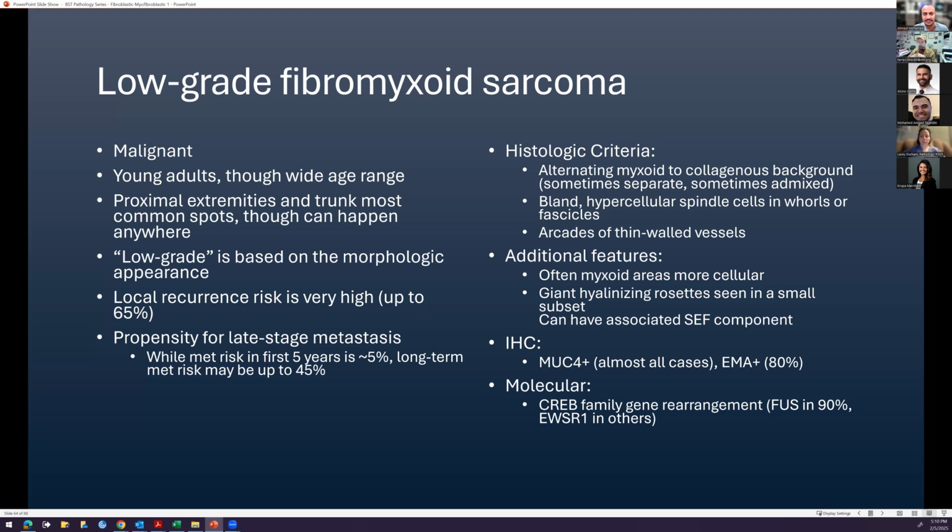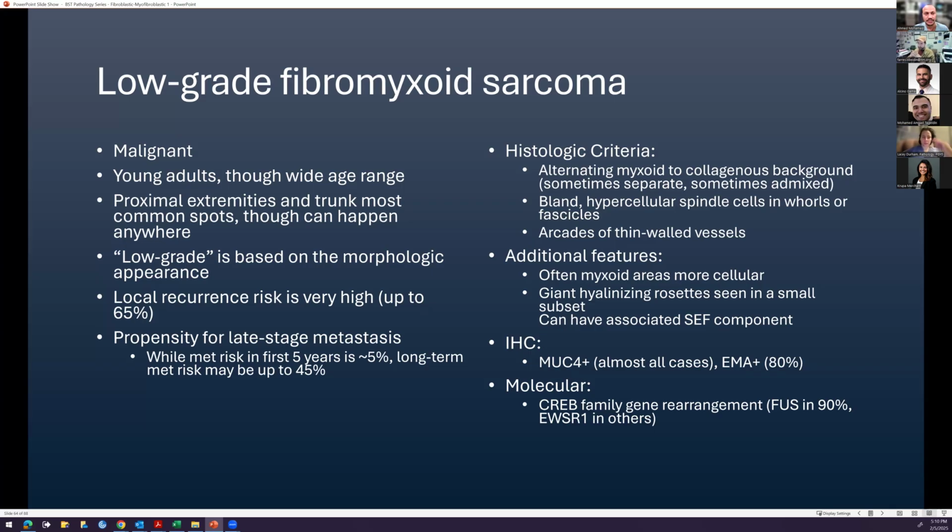And additional features, like I mentioned, often the myxoid areas are more cellular. You might have some hyalinizing rosettes in a very small subset. And then some of them have an association with a different tumor, which we'll talk about in a minute. Like we said, almost all of them are MUC4 positive, and EMA is positive in a significant number. And then there's a fusion, right?